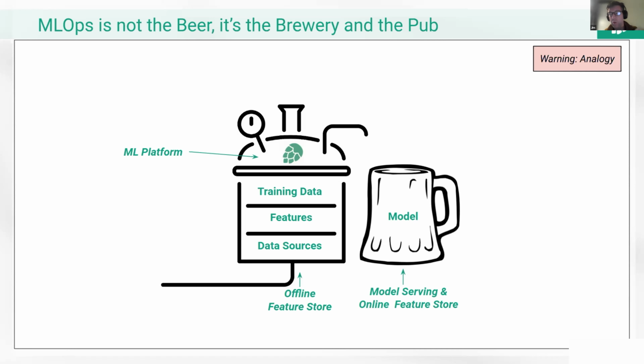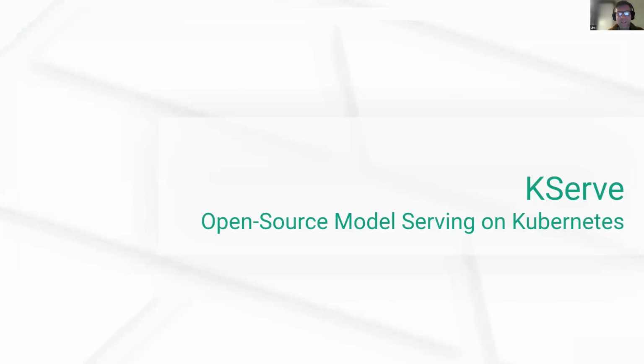And they would like to be secured and scalable, so load balanced over many model instances. That's why you need model serving infrastructure. So this is kind of the whole MLOps from a Hopsworks perspective. It's not the beer, it's the services that make the beer, the brewery and the pub all together that give you the whole experience. And that's an analogy, by the way.